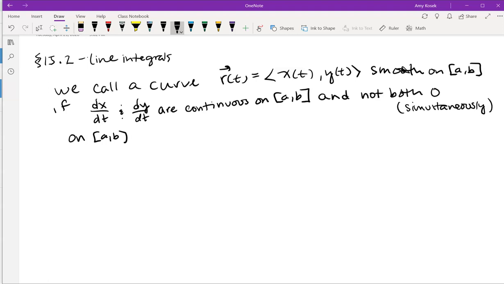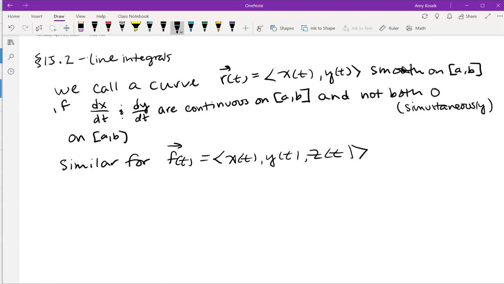And then the same idea is similar for a three-dimensional curve, so that would be like an r of t with an x component, x of t, y of t, and z of t. So we've already looked at these parametric curves in the past, but just this idea of this smooth definition.